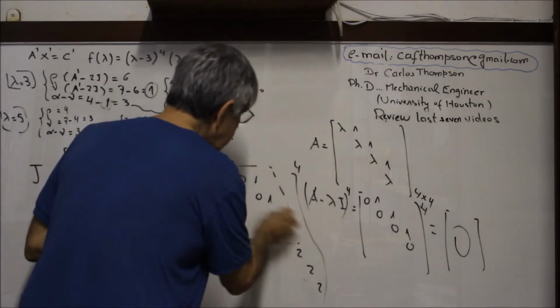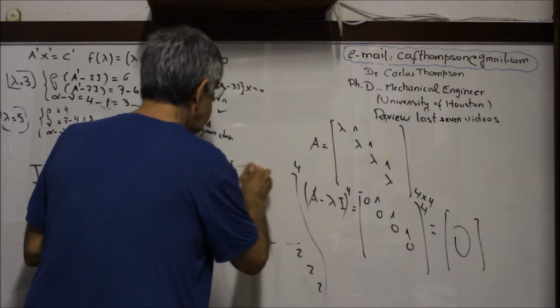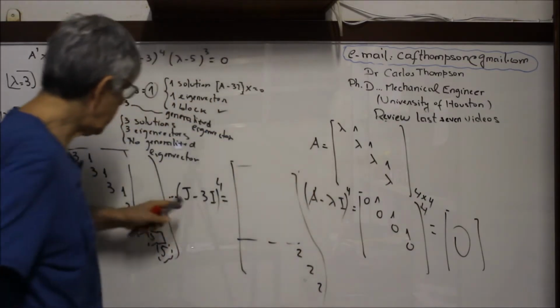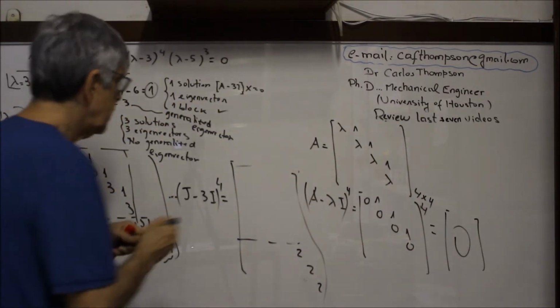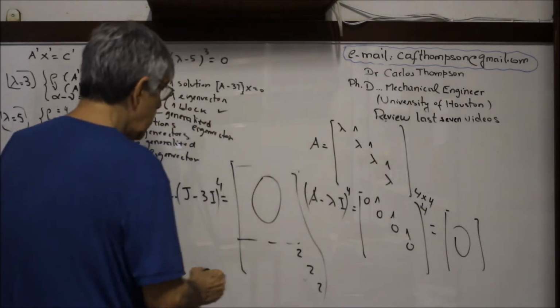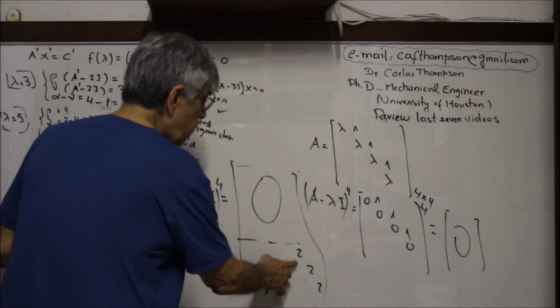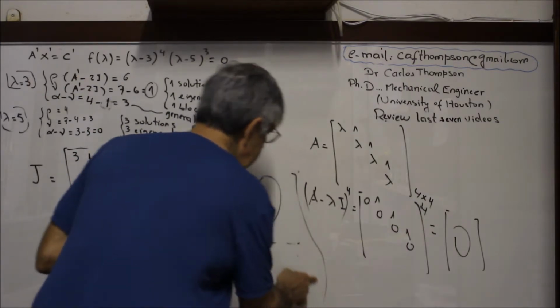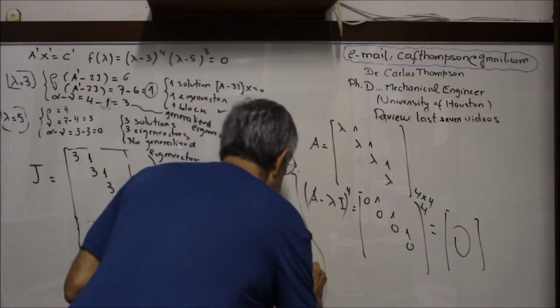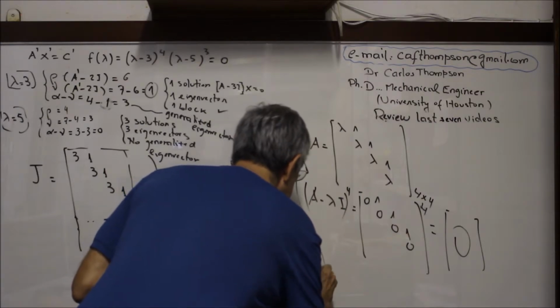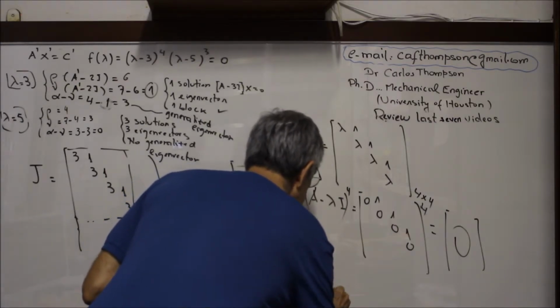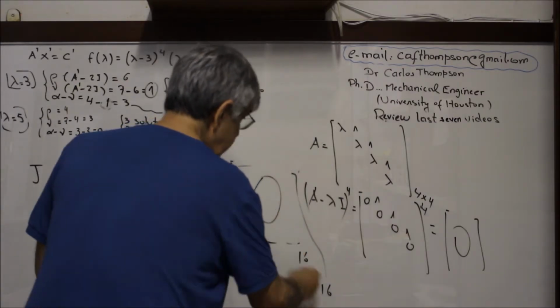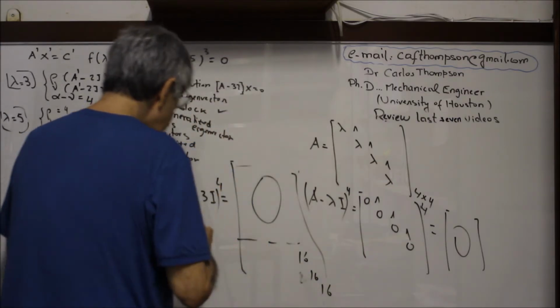All this will be 0. Okay, that's the answer here. This will be a big 0 here. And here, 2 to the power 4 is 16. 16, 16, and 16. This is different from 0.